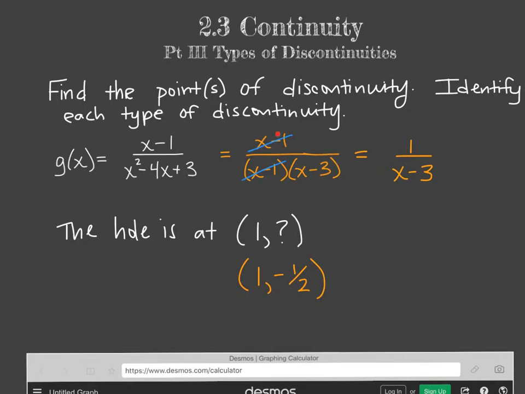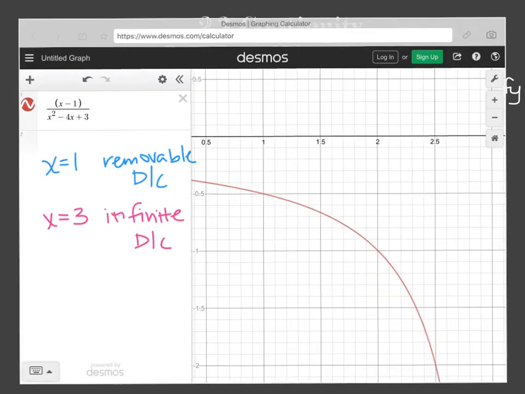Since we removed the issue, the removable discontinuity, we have this new function that's now graphed, and this is just where the hole is in that function. Let's check and see if that's where it would be. As we're scrolling here, the coordinate point 1, negative 1/2 would be here, but there is actually an open hole there because it is a removable discontinuity.